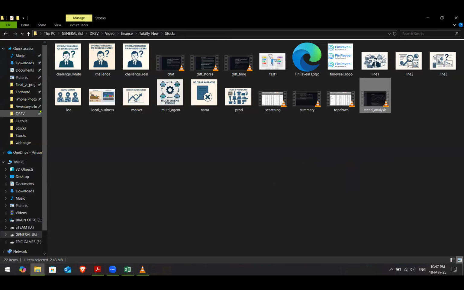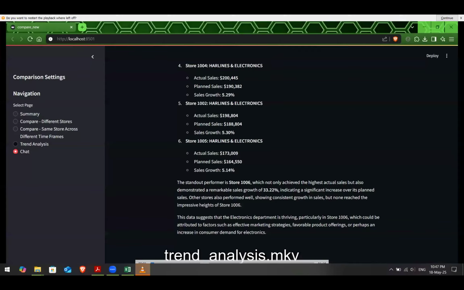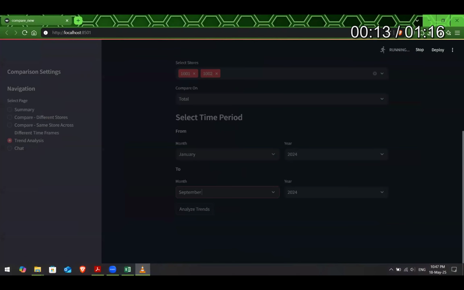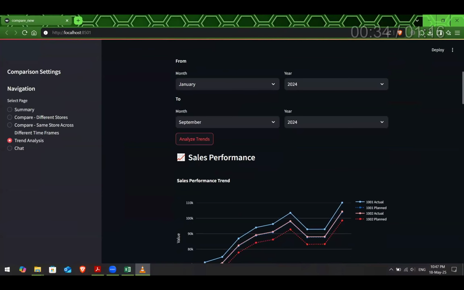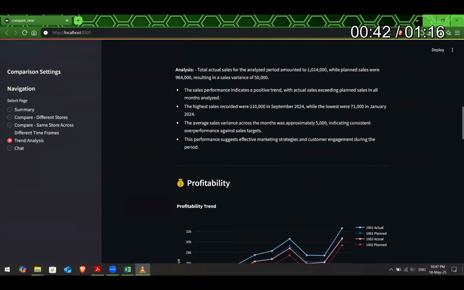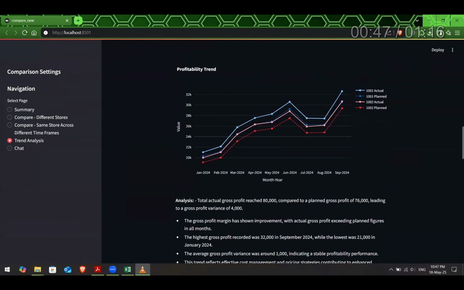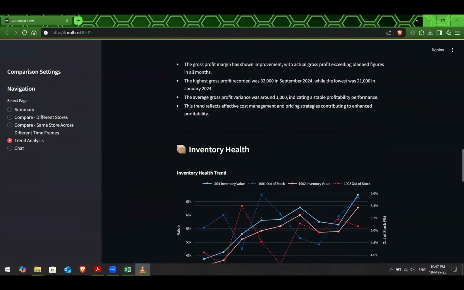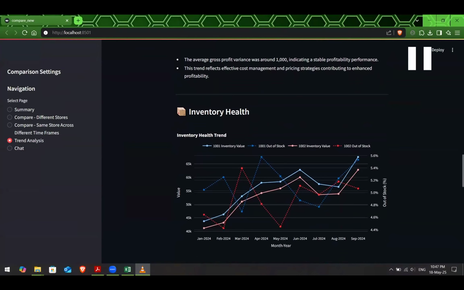So the next one is trend analysis. So here you can choose n number of stores. And you can also compare on a particular category, or even choose a certain time frame. So here it just gives you the overall view, not in depth, of how your sales performed, what your gross profit trend is, and your inventory management and health. So how well you are handling the out of stock, things like that.